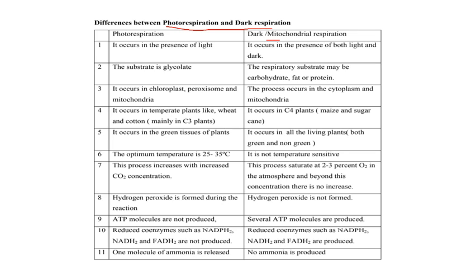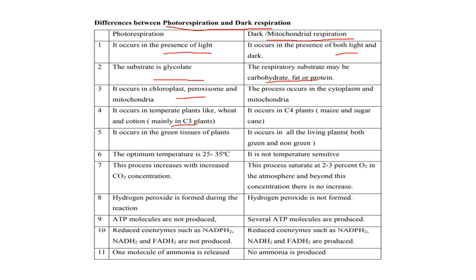Dark respiration is also known as mitochondrial respiration. Photorespiration occurs in the presence of light. Dark respiration occurs in the presence of both light and dark. In photorespiration, the substrate is glycolate, and in dark respiration the substrate may be carbohydrate, fat, or protein. Photorespiration occurs in chloroplast, mitochondria, and peroxisome. Dark respiration occurs in cytoplasm and mitochondria. Photorespiration occurs in temperate crops like wheat and cotton, mainly in C3 plants.